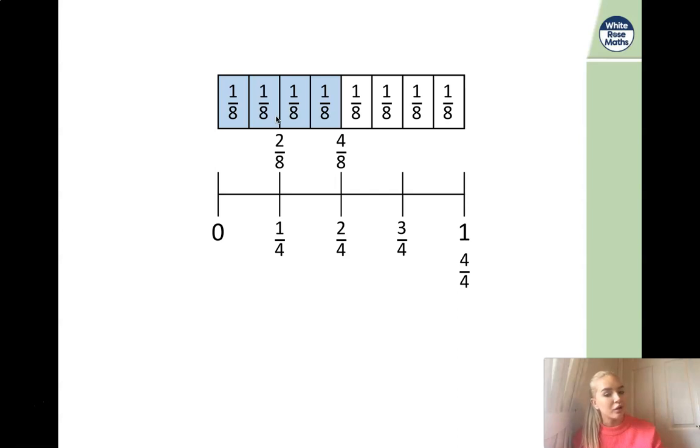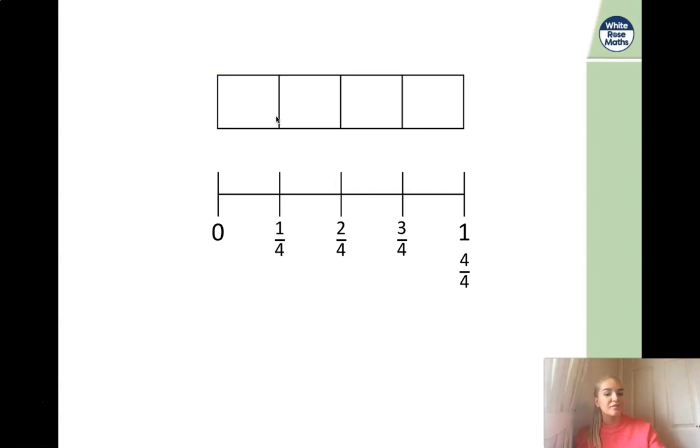I could find the equivalent of 3/4, and how many eighths would be equivalent to 3/4? That's right, 6/8. And how many eighths would be equivalent to 4/4? That's right, 8/8. Now what I could also do is split my bar into 3 parts for each section. So I can have 3, 6, 9, 12 parts. Now, how many 12ths do you think would be equivalent to 1/4 by looking at this bar model?